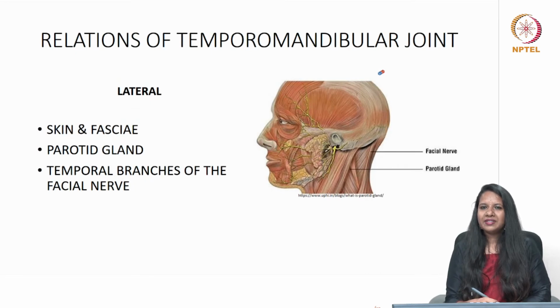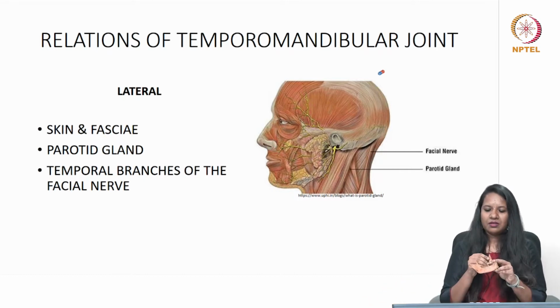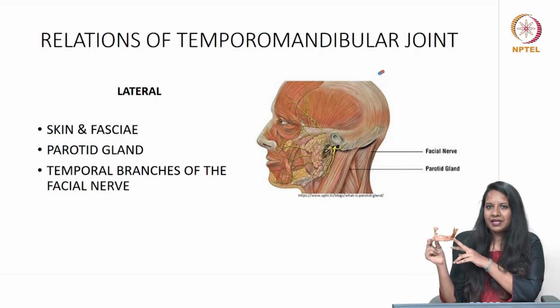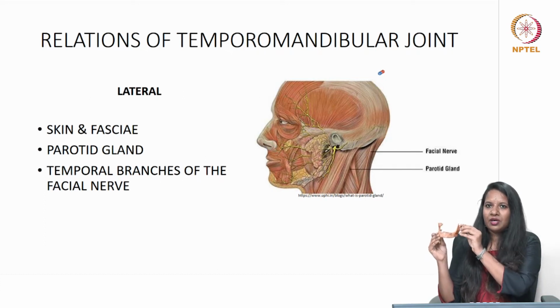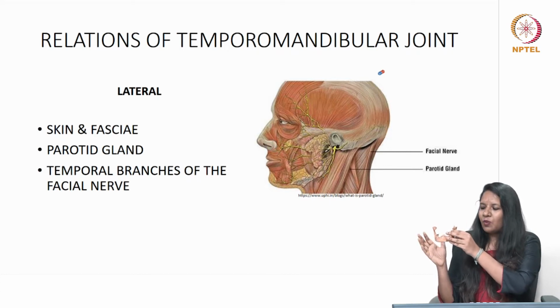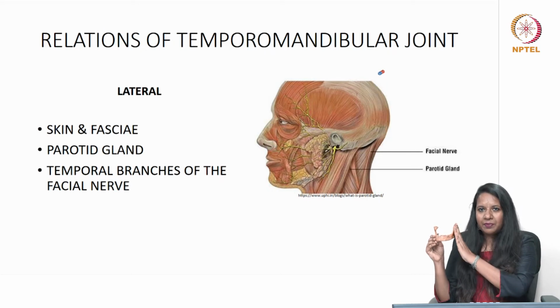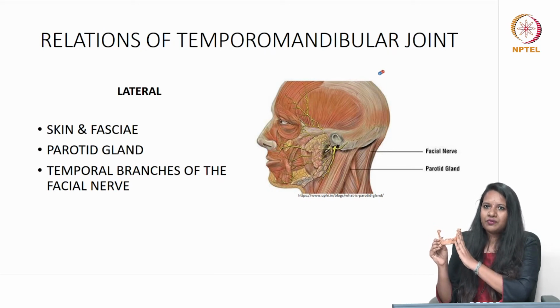Moving to the relations of the temporomandibular joint. Relation is nothing but what are all the structures present on the sideways, above, below, in front and in the back of the TMJ. Lateral means that is away from the midline. So, this is the TMJ, this is the mandible and here comes the TMJ near the condylar region. The one which is present on this side is the lateral aspect and the one which is present towards the midline is the medial aspect. So, on this side we could see skin, fascia and after that parotid gland and temporal branches of the facial nerve.